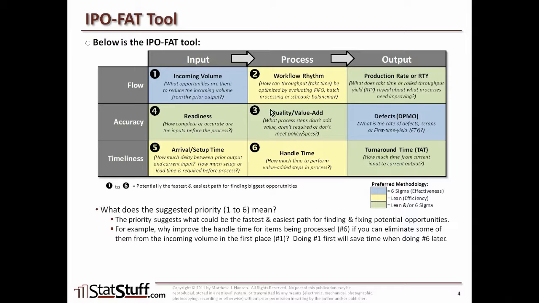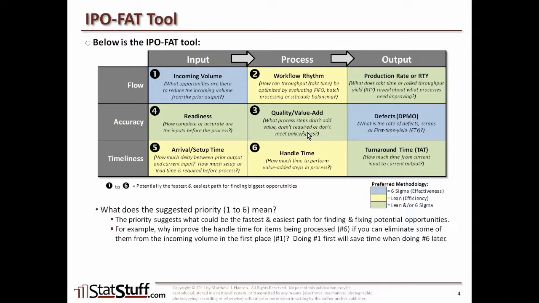Another example on here is, why does the quality value added come before readiness? Well, the reason is because when we're talking about accuracy, this number 3 example for quality value add is addressing the process steps that we own in our process that aren't adding any value. The readiness perspective is talking about things that are incomplete or inaccurate when they're handed off to us from somebody else. The reason why number 3 is associated here with the quality value added first is because this is a process step that we own. It's something that we have control of.